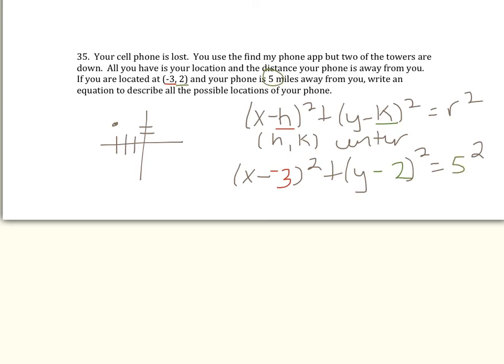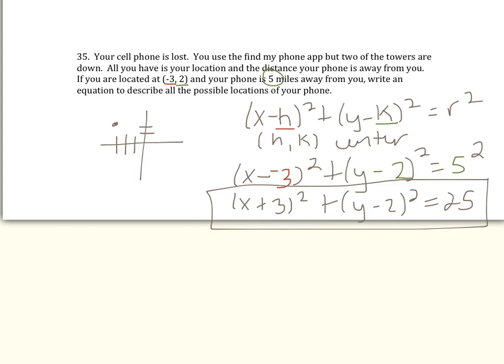All right, and then I can go ahead and just simplify down this equation. So it would be (x plus 3) squared, since minusing a negative is the same as adding, plus (y minus 2) squared equals 25. And that's the final answer. That is the equation for the circle where my phone could be.